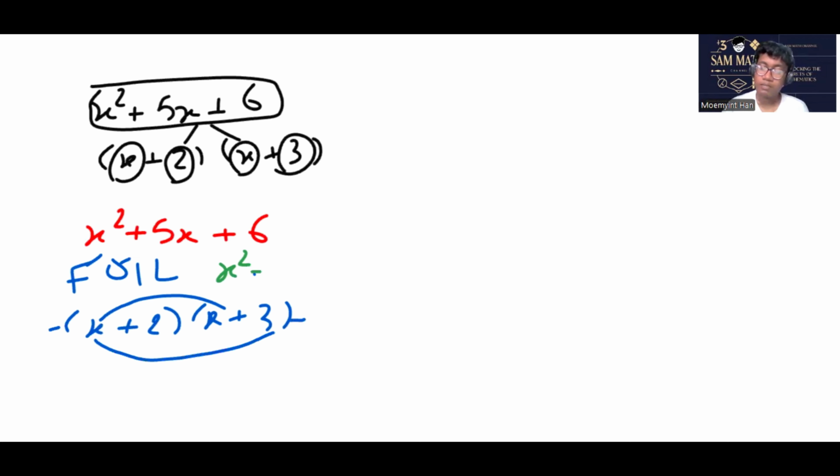And then we multiply I, inner or inside. The two inside terms are 2 and x, so it becomes 2x. And then we multiply L, the last. The two last terms are the two constants. 2 times 3 is 6. So the middle becomes 5x, and it comes back to the original.